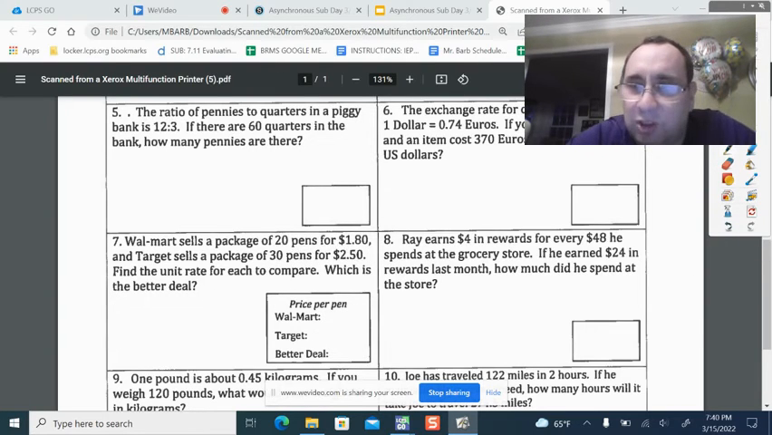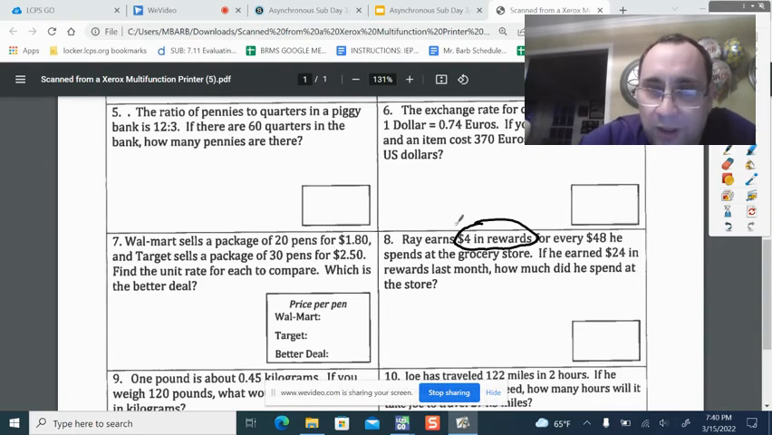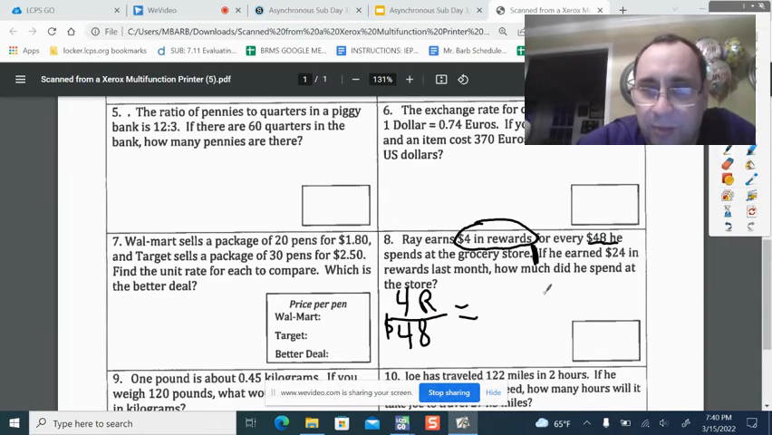Now we're on this one. This one gets a little more confusing because you have dollars and rewards and just dollars. Don't confuse yourself. This is in rewards. So I'm going to label it rewards. 4R for every $48. And we stop at the period. So I know it's going to be 48 under here. And it's going to be dollars. Okay. So I'm going to put my rewards here and my dollars here again.